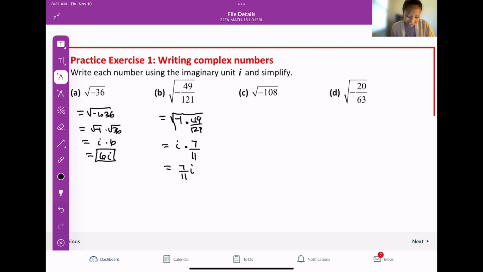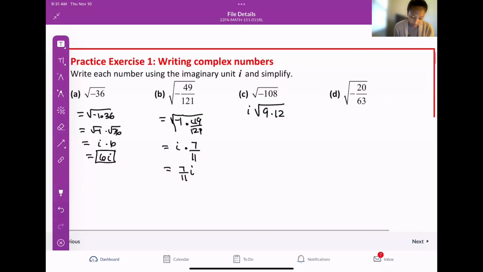Next one, we have the square root of negative 108. Okay, 108. 108 is 12 times 9. So we're going to get an i on the outside. We can just put that there. And then we have the square root of 9 times 12. I can break that down a little bit more.